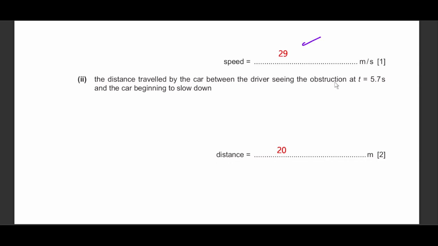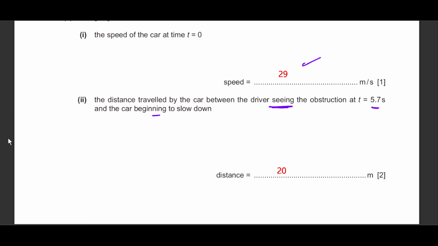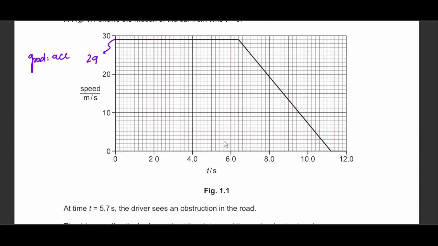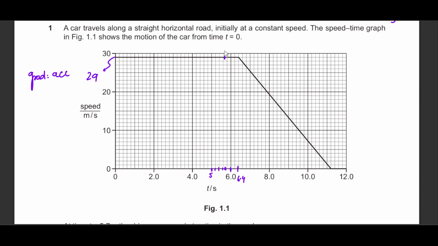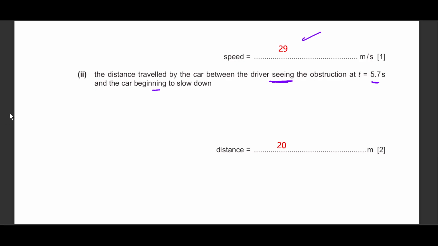So, distance traveled by the car between the driver seeing the obstruction at t equals 5.7 and the car beginning to slow down. So we're going to look for a time that is around here, because this is 5. So this will be 5.2, 5.4, 5.6, and 5.7, somewhere around here, from this point to 6 seconds, or 6.4. Yeah, 6.4. So he sees the obstruction at this location, but starts applying the brakes at this location. So this time frame will actually be utilized for the thinking distance, right?